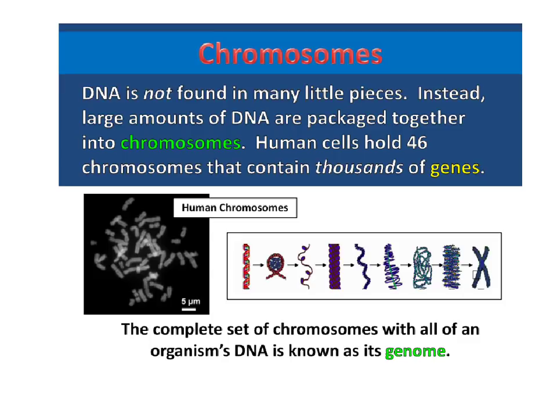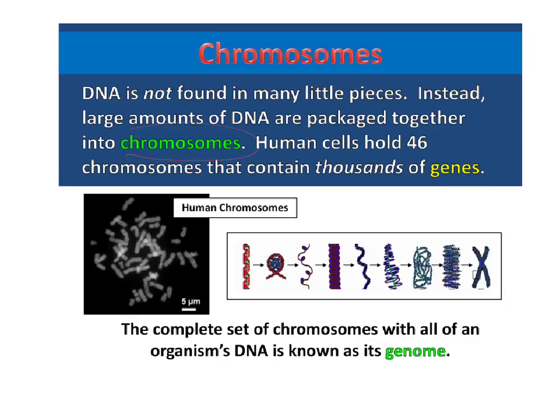Okay, so let's talk about chromosomes. You have heard the word chromosome before. When we talked about DNA, we talked about chromosomes. We talked about them being a single circular chromosome in a prokaryote or many linear chromosomes in a eukaryote. DNA is not found in many little pieces. Instead, large amounts of DNA are packaged together into structures called chromosomes.